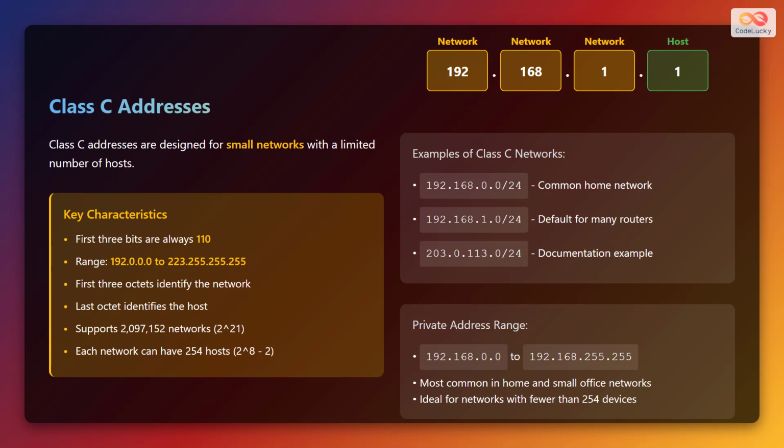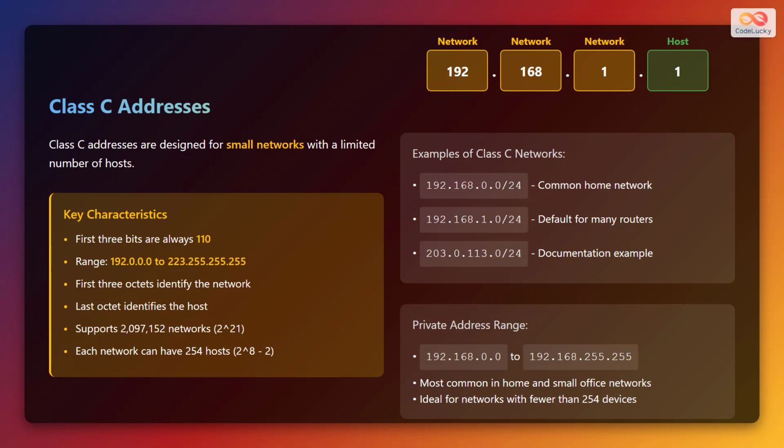Some examples of Class C networks are 192.168.0.0/24. This is a common home network. 192.168.0/24 is the default network for many routers, and 203.0.113.0/24 is an example used for documentation purposes.